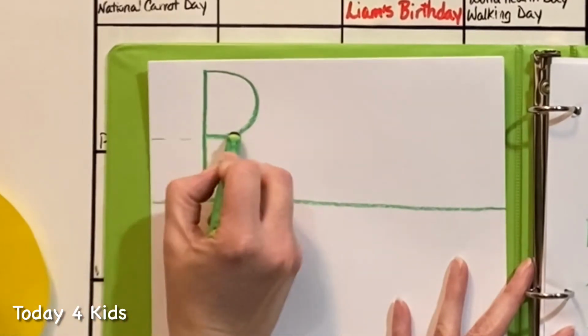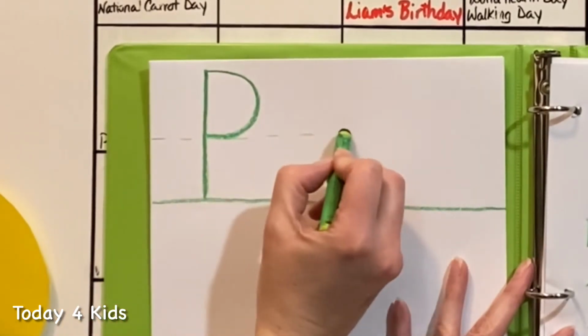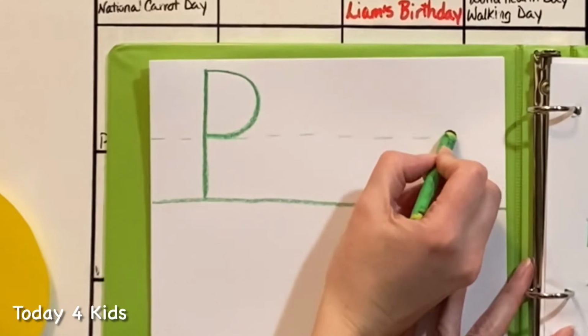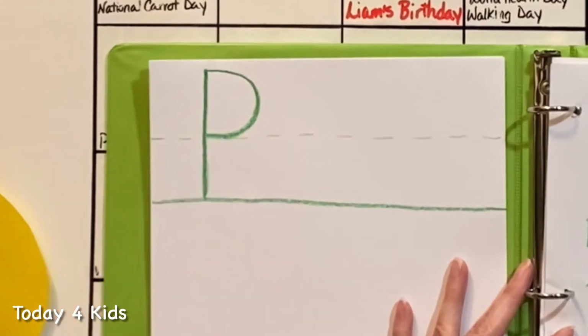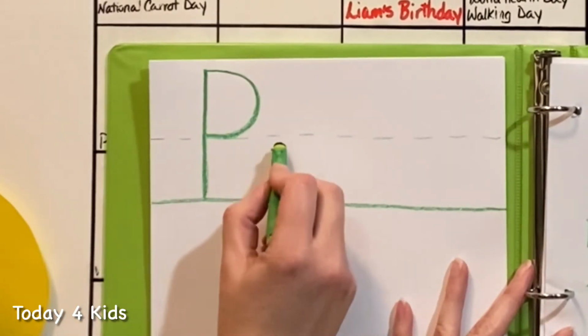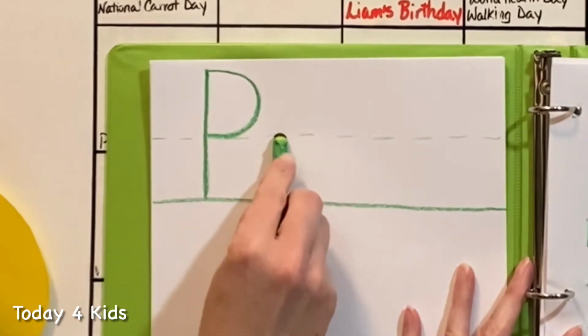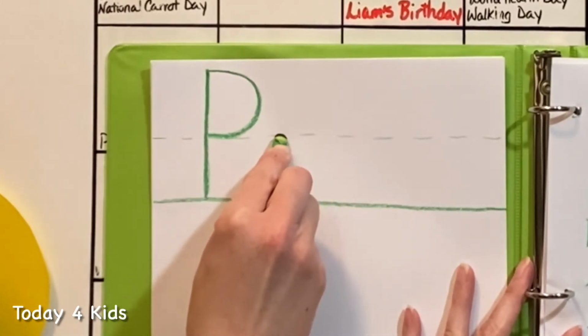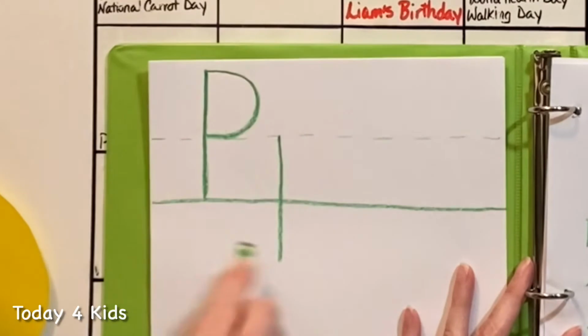So I'm just going to make a pretend line here with this dotted line, and this will help me to know what is halfway the size of the uppercase P. So the lowercase p starts halfway, so we'll start here and make a line down. It's going to go all the way past that line, just like that.